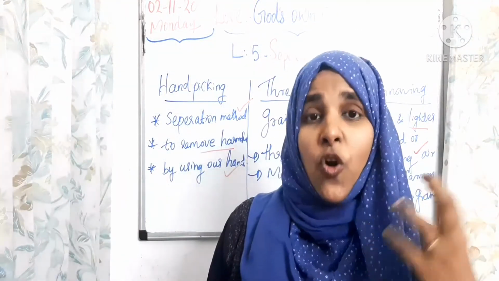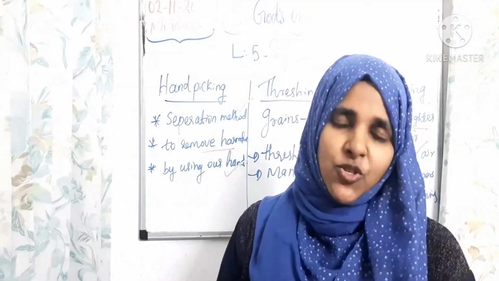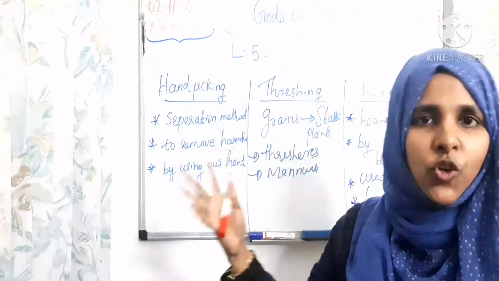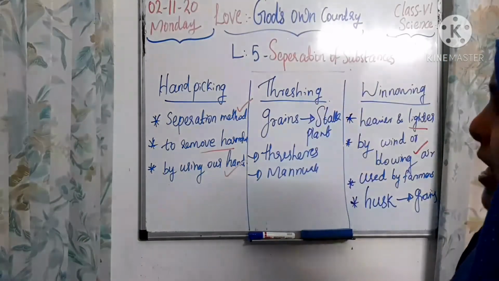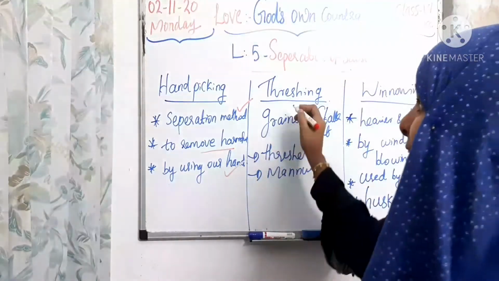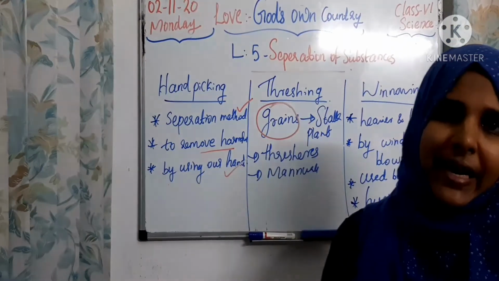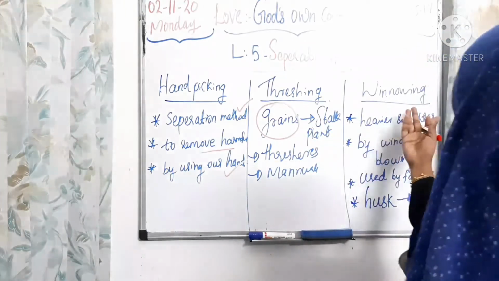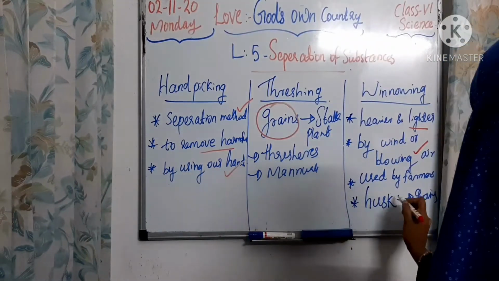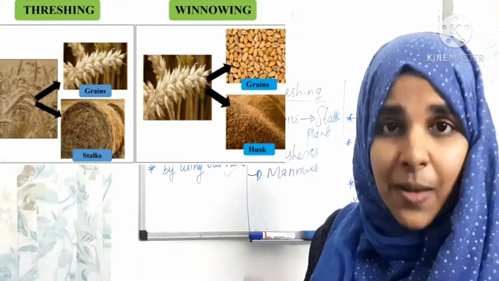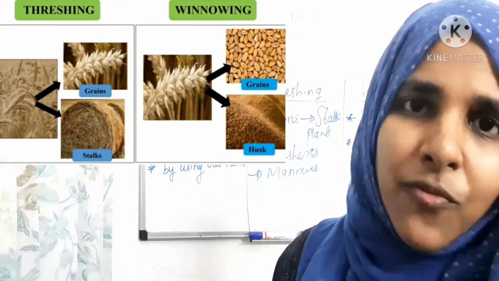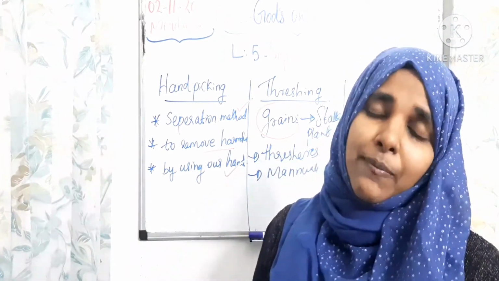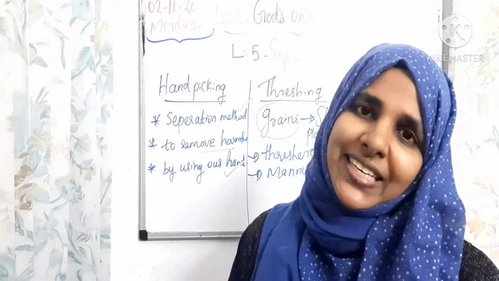Dear children, before we move to the next method of separation, we should understand the main differences between threshing and winnowing. We can check. In threshing, we are mainly separating grains from the stalk of the plant. But what about winnowing? In winnowing, we are separating husk from grains by wind or blowing air. Understand? Next, I am going to teach you another method of separation, that is sieving.